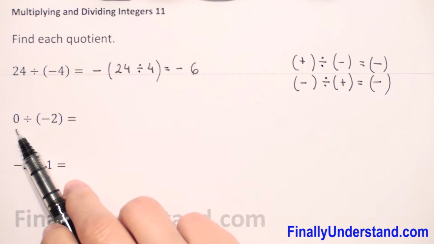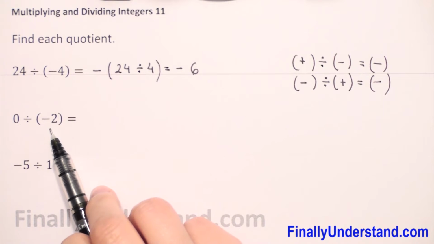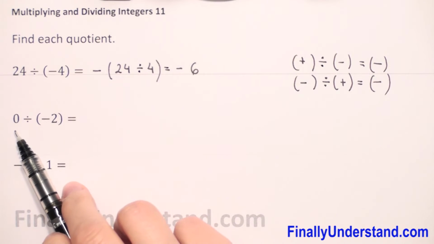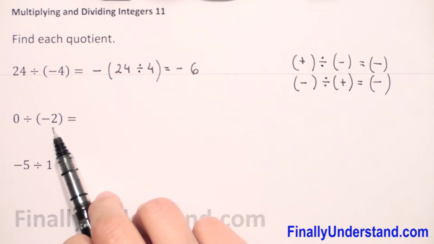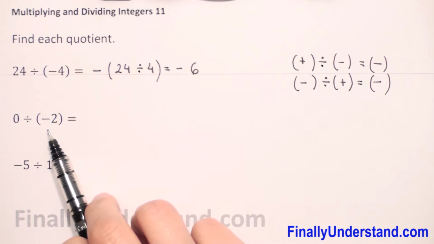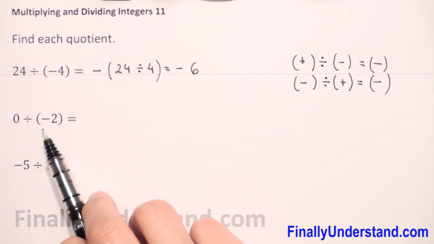Next example, you have 0 divided by negative 2. Dividend is 0 and divisor is not 0, it's negative 2. So the answer will be 0.